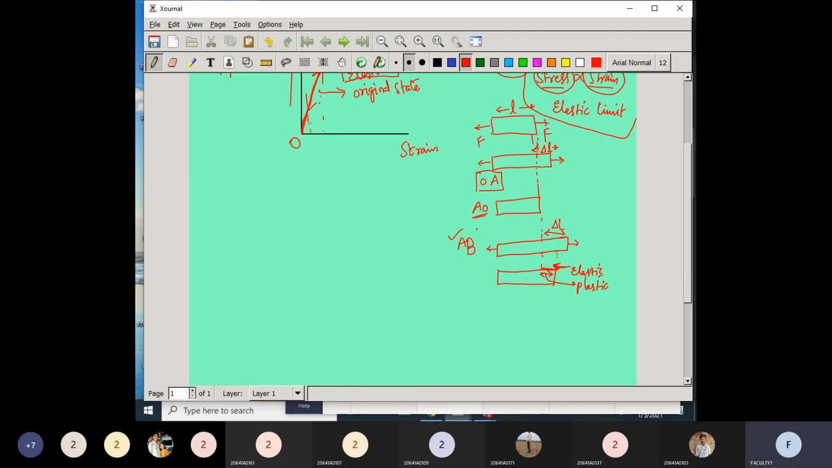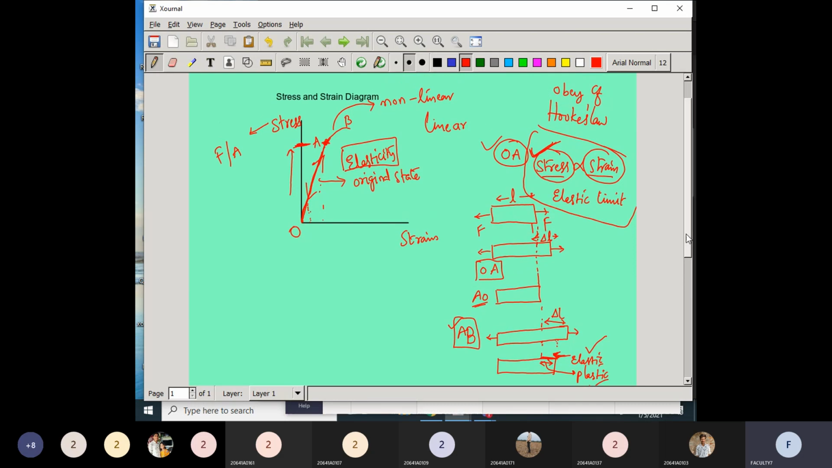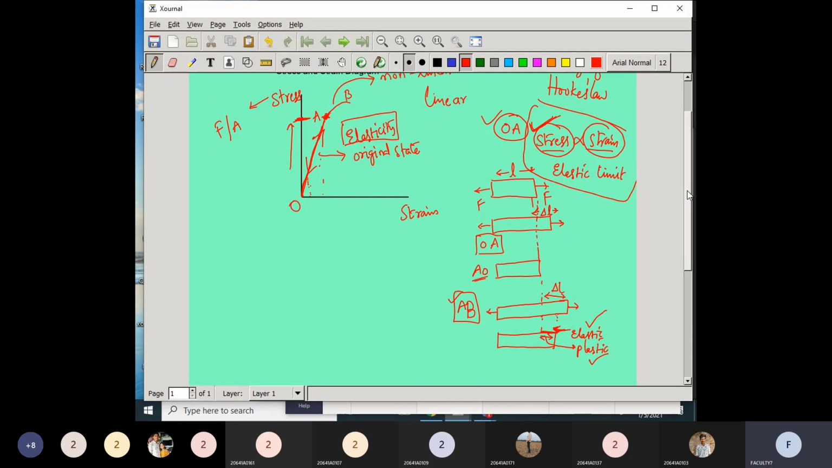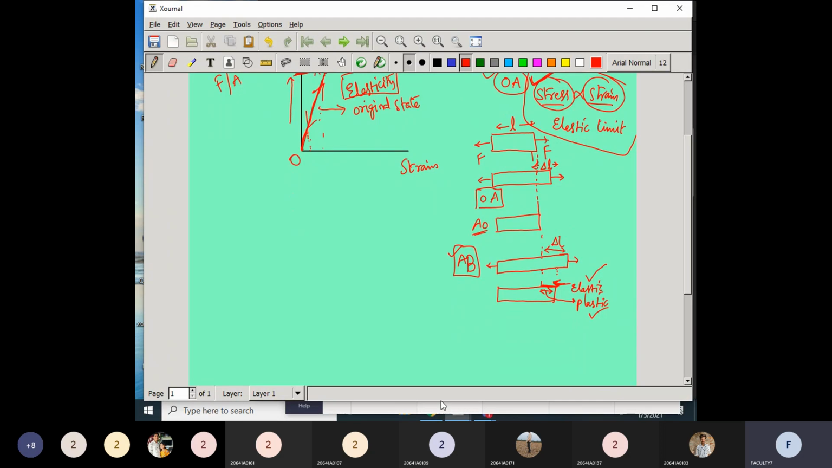So between A to B, the material has plastic property as well as elastic property. Both these properties are exhibited between A to B. Plastic and elastic behavior will be there. So here Hooke's law is not obeyed between A to B. Now let us extend this further, so I will take another image.